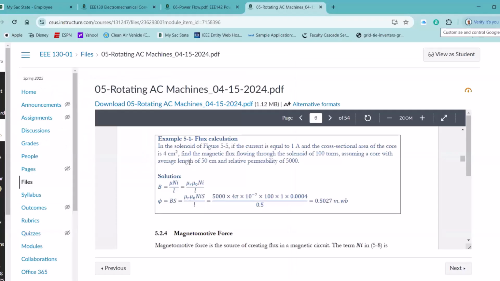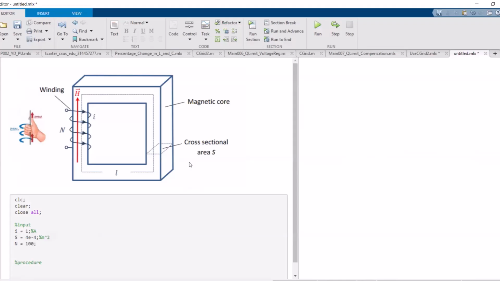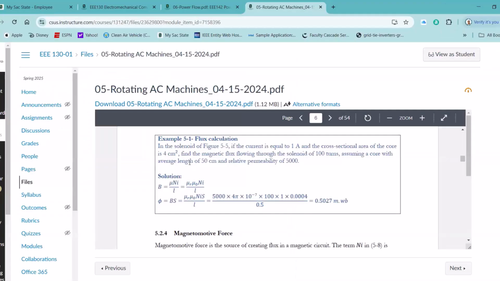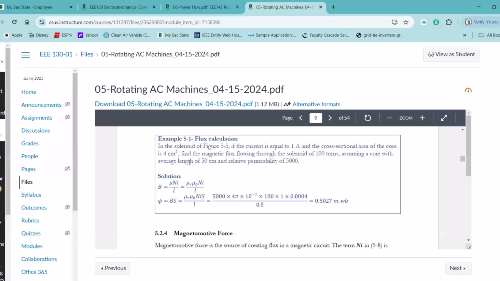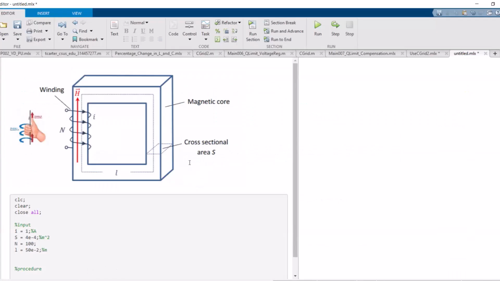And then I have N equals 100 turns. And I have my L, or length, equal to 50 centimeters, or 50e-2 in meters. And for permeability, this is mu r, 5,000. And I have my mu 0. And my mu 0 is how much? 4 pi e-7.